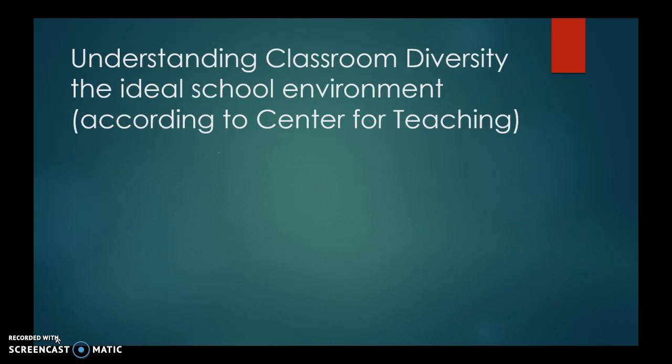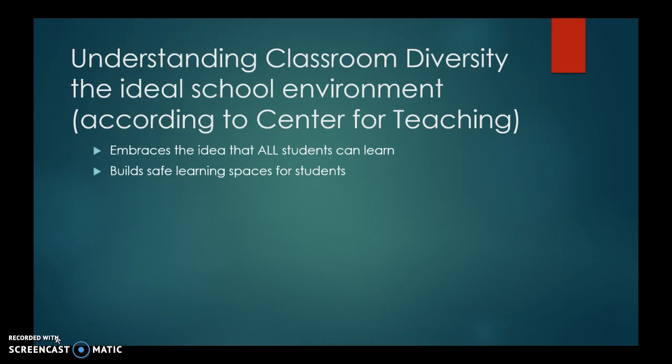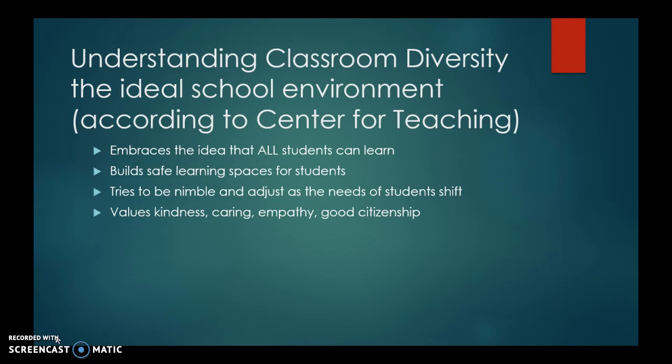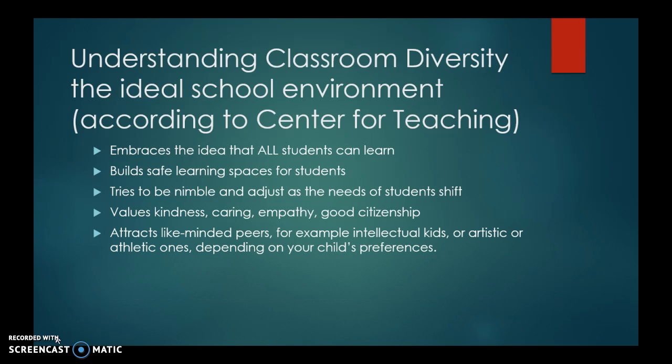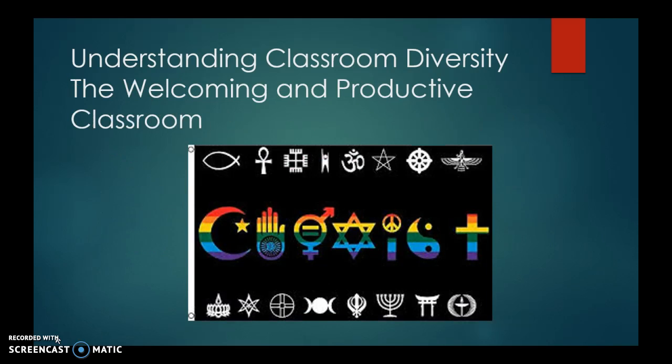But then we have the Center for Teaching trying to say what the ideal classroom would be like. Yes, the first four sound very sound, that all students can learn. We need to build safe environments and adapt to student needs and value good citizenship. But the last one says to associate with like-minded peers according to the child's preference. I cannot support this. So where do I stand on this? It's simple.